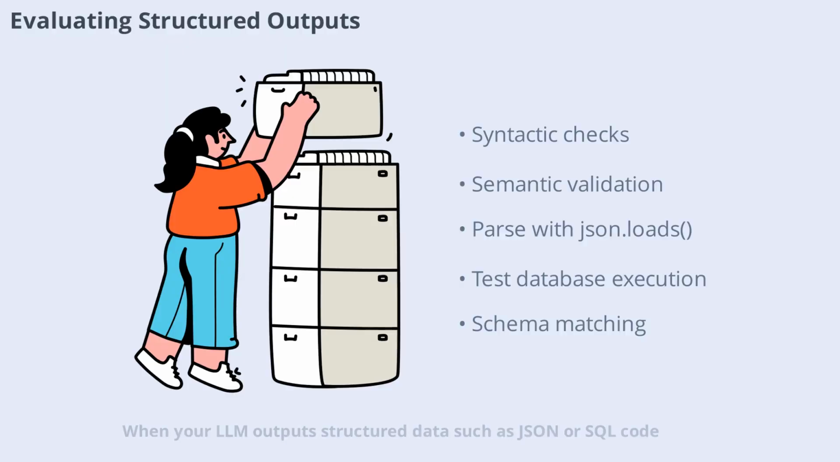Say your LLM outputs structured data, such as JSON or SQL code. Evaluation splits into syntactic and semantic checks. Syntactic evaluation ensures the output can be parsed, for example, using json.loads or a Pydantic model. Semantic evaluation goes deeper. For SQL, you execute it against a test database and verify the schema matches expectations. For JSON, you validate keys against an expected schema. This dual approach guarantees both format correctness and meaningful content.